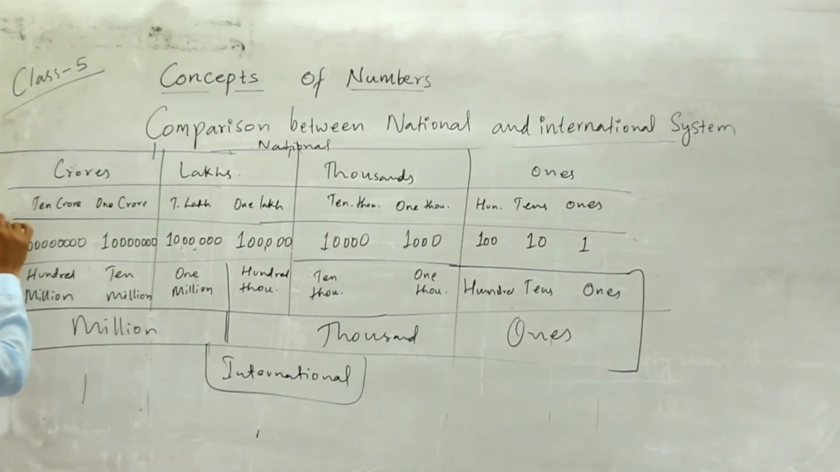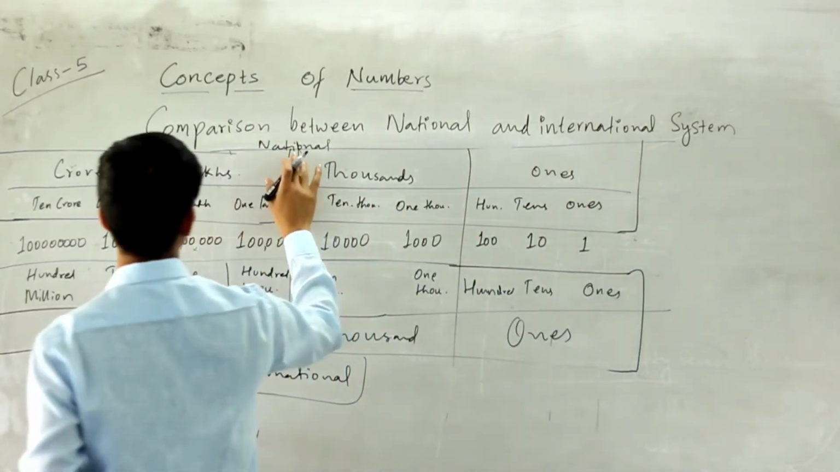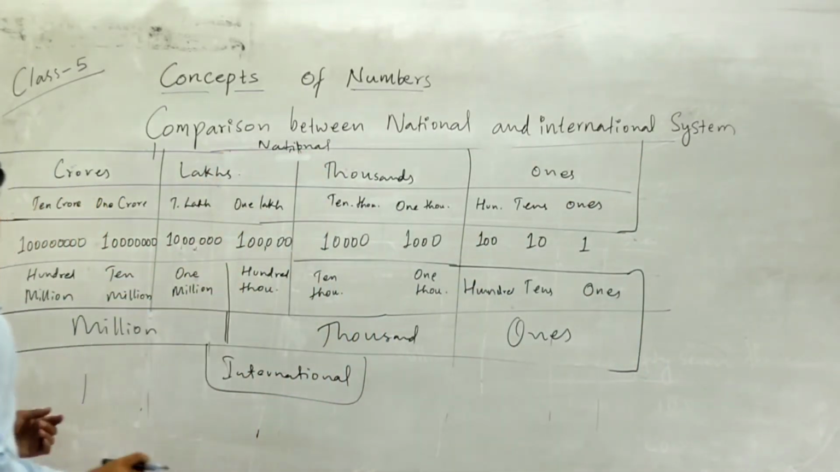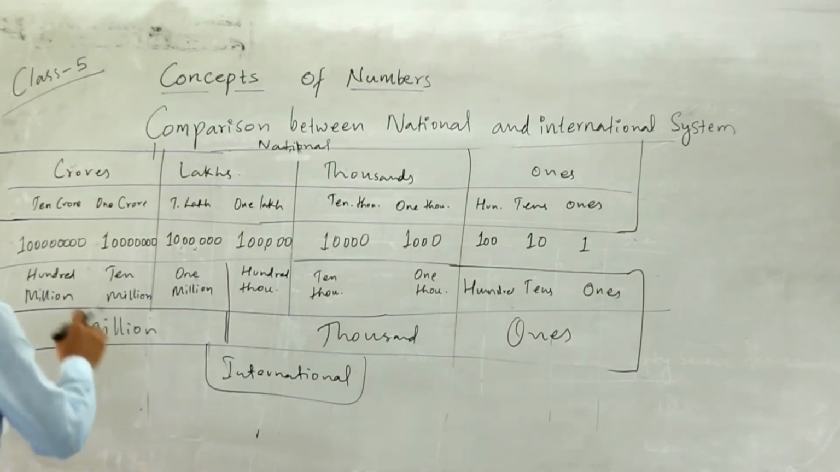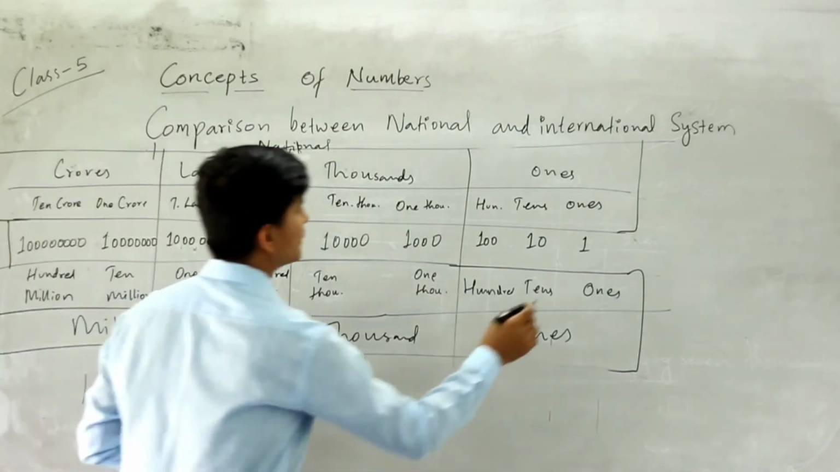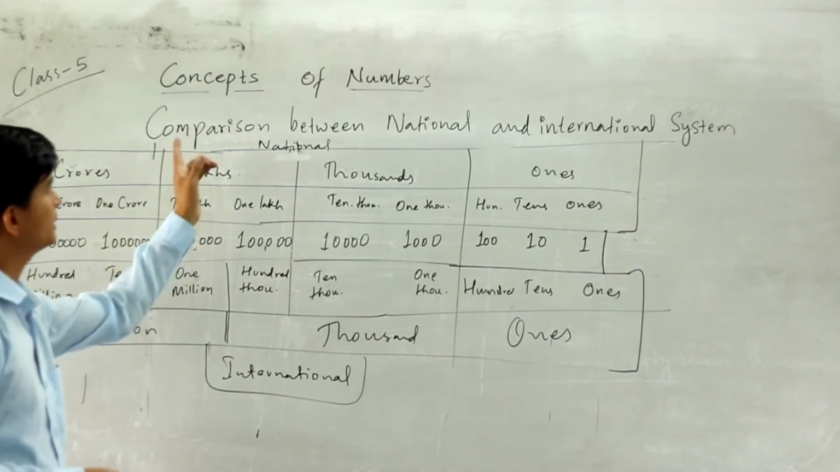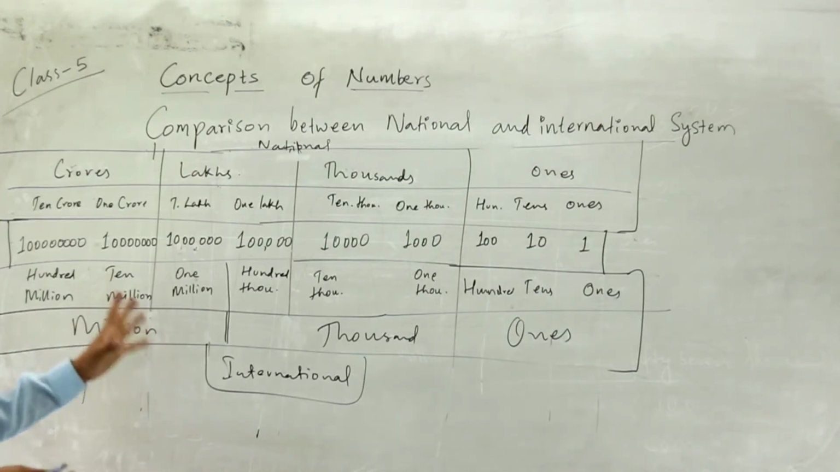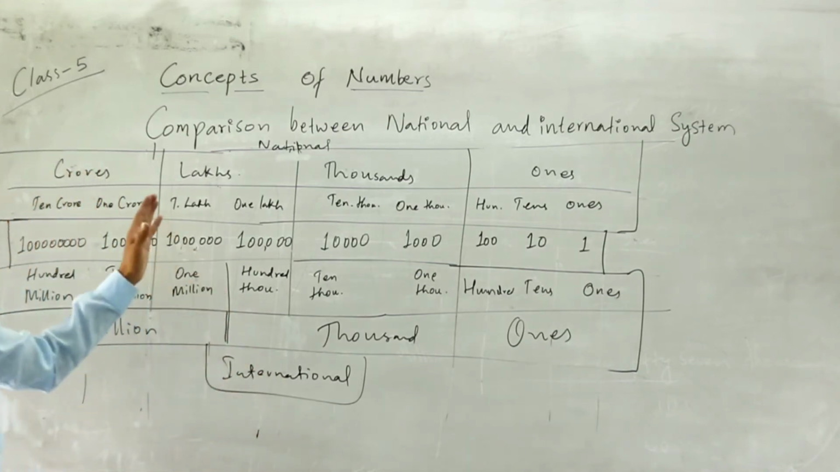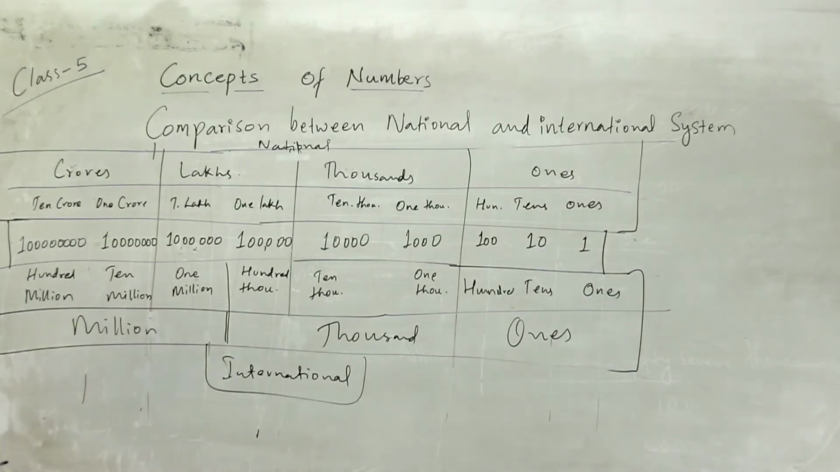After this, in here you can see the place value chart of the national system. This is the national system. 1,000, lakh, crore. In the middle, I have written here numbers according to their place. So what we have to do is we have to compare here. What we have to learn is how to compare between the national and international system, and what is the difference between the national and international system of counting numbers, right? So let's look here.